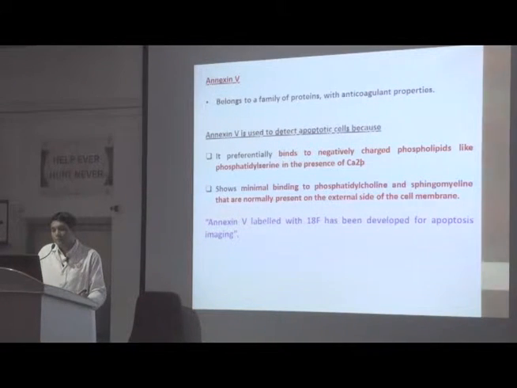NXN5 belongs to the family of proteins with anticoagulant properties. Basically, NXN5 binds to negatively charged phospholipids like phosphatidylserine in the presence of calcium, with minimal binding to phosphatidylcholine and others which are present on the external side of the cell membrane. NXN5 labeled with F18 has been developed for apoptosis imaging.